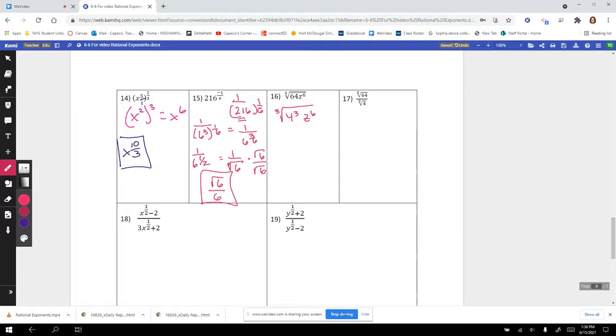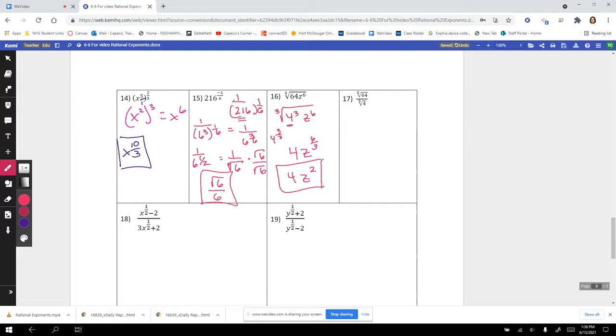So looking at that 4, this would give me 4, and then I have 3 over 3, which is 4 to the first, right? So it's just 4. And then I have z to the 6 divided by 3, so that gives me 4z to the second power, and that's my final answer right there.